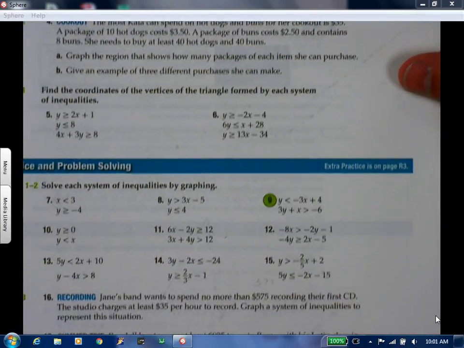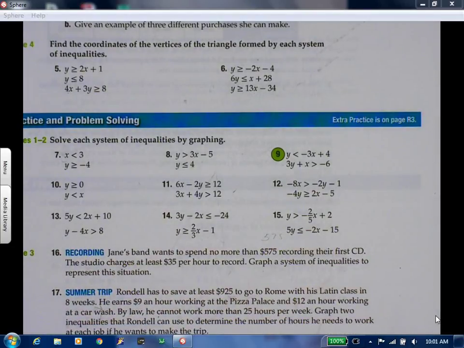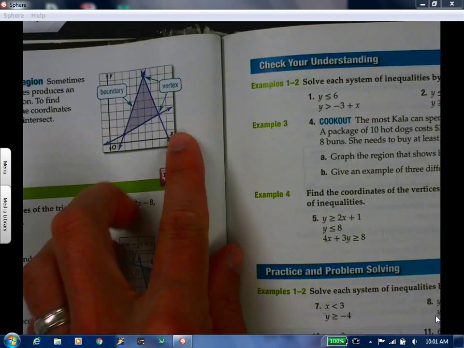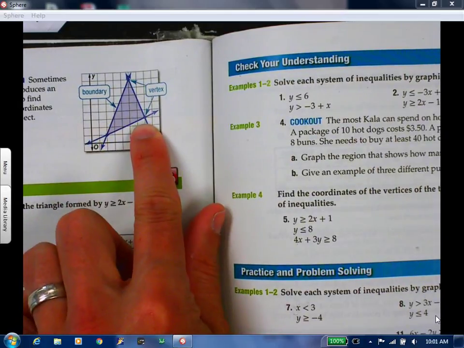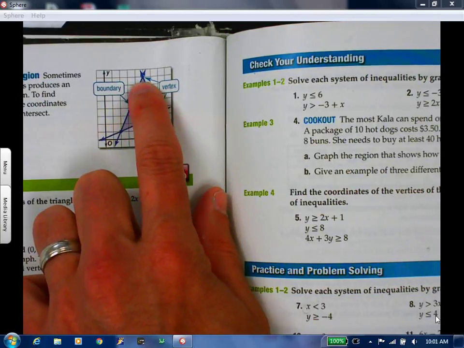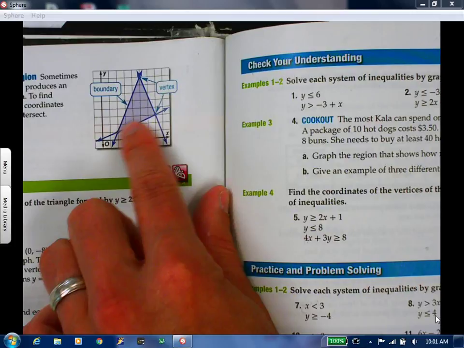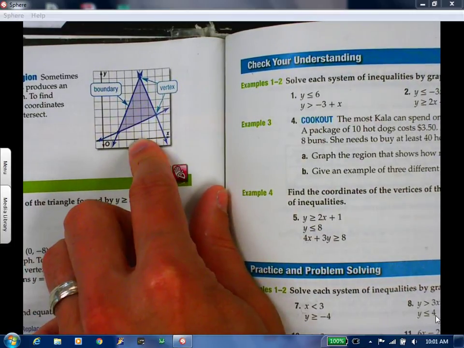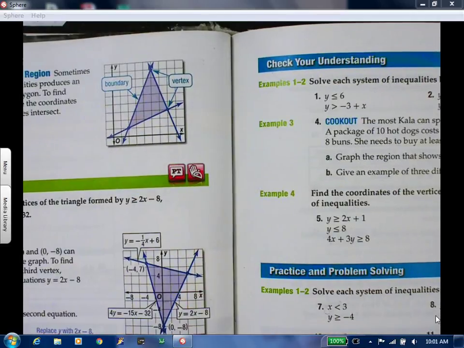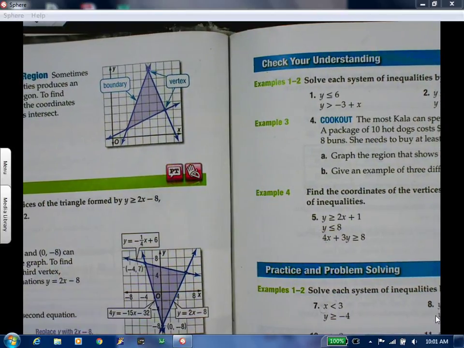Those are pretty similar. Find the coordinates of the vertices of the triangle formed by each system of inequalities. What you're looking at here is your graph should have some sort of triangle, like this one on page 148. So when we're done, we should have a triangle, and they're looking for the vertices. The vertices are the corners. They're looking for the ordered pairs that make up that bounded region. This is going to be a bounded region. So when you graph these, they should end up being a triangle of some sort. Okay, you're going to close in that region.